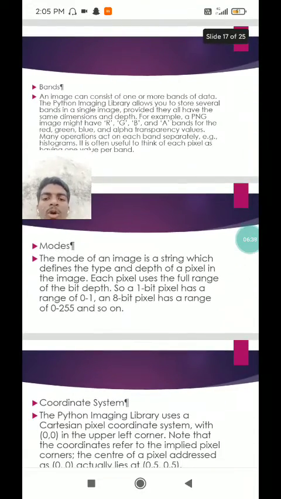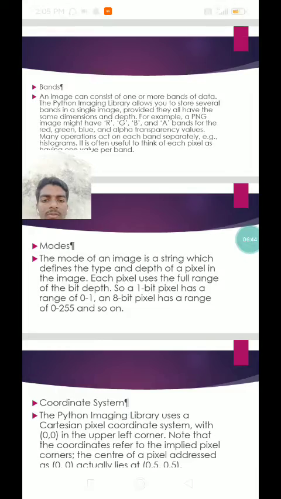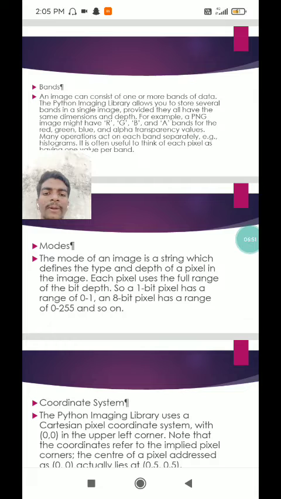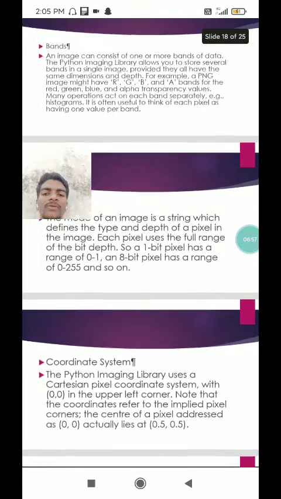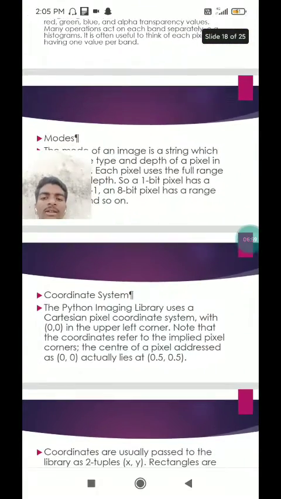Modes. The mode of an image is a string which defines the type and depth of a pixel in the image. Each pixel uses the full range of the bit depth. So a 1-bit pixel has a range of 0 to 1 and an 8-bit pixel has a range of 0 to 255 and so on. Let's go on to the coordinate system.